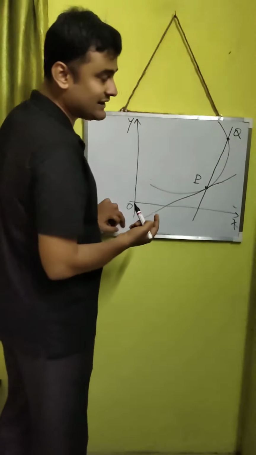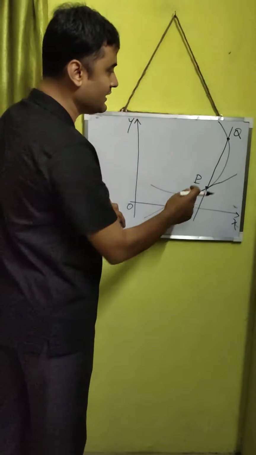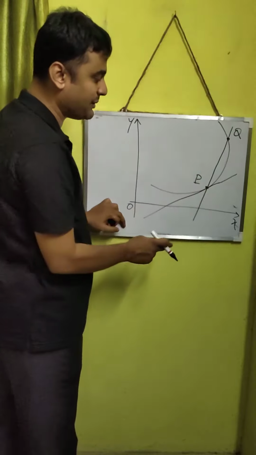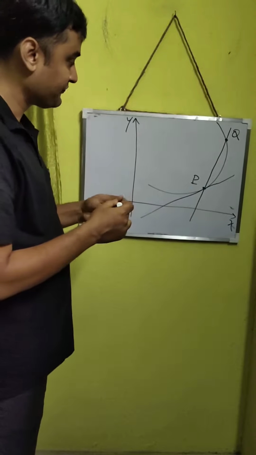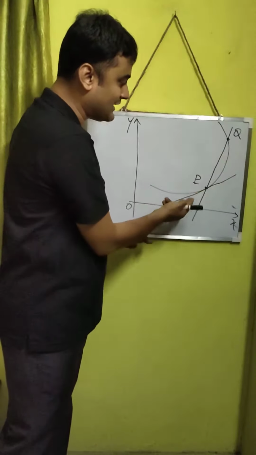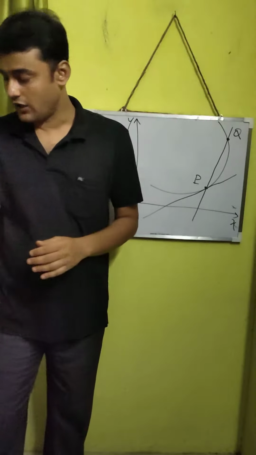So PQ is a chord, and in the limiting position Q slides towards P. Now the chord has become a tangent in this position.